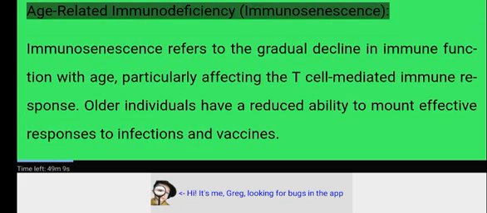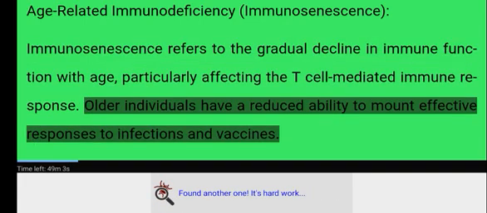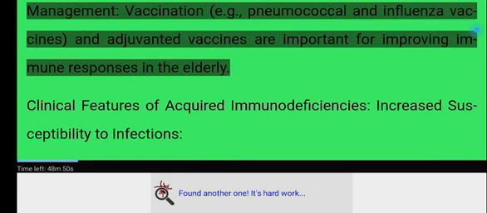Age-related immunodeficiency, immunosenescence. Immunosenescence refers to the gradual decline in immune function with age, particularly affecting the T-cell-mediated immune response. Older individuals have a reduced ability to mount effective responses to infections and vaccines. Clinical manifestations. Increased susceptibility to infections, particularly pneumonia, urinary tract infections, and shingles due to reactivation of the varicella-zoster virus. Management. Vaccination, e.g., pneumococcal and influenza vaccines, and adjuvanted vaccines are important for improving immune responses in the elderly.